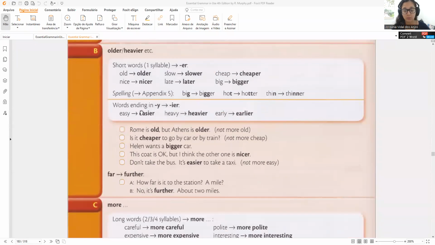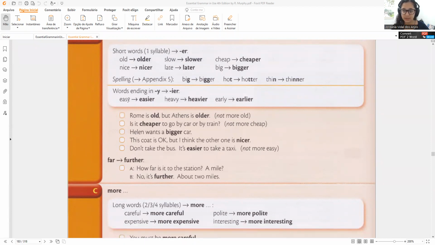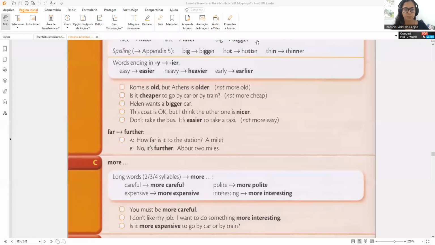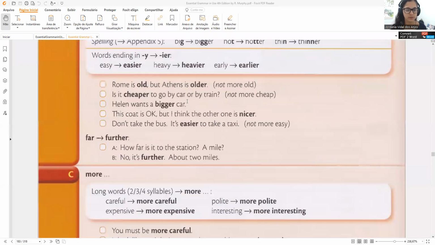So, now, words ending in Y, palavras que terminam em Y, tem que colocar I-E-R, I-E-R, ok? So, for example, easy becomes easier. Heavy, heavier. Early, earlier, ok? Let's read the examples. Vamos ler os exemplos. If you need, pause the video to think about the examples and repeat the examples, ok? Então, pausa o vídeo, repete em voz alta todos os exemplos. Não esqueça. So, let's do this.